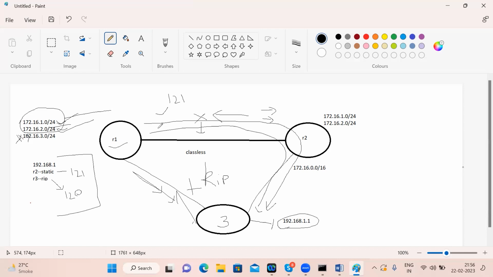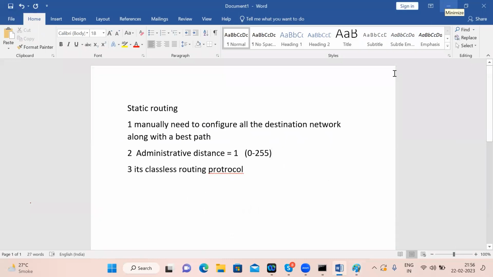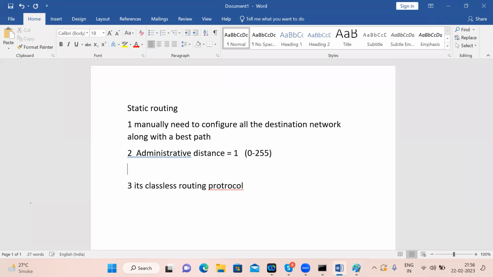Got the points? Any doubt regarding this? No, sir. Okay. So basically, the static routing protocol does not have that many points or features to be defined. What is the command to configure the static routing protocol?